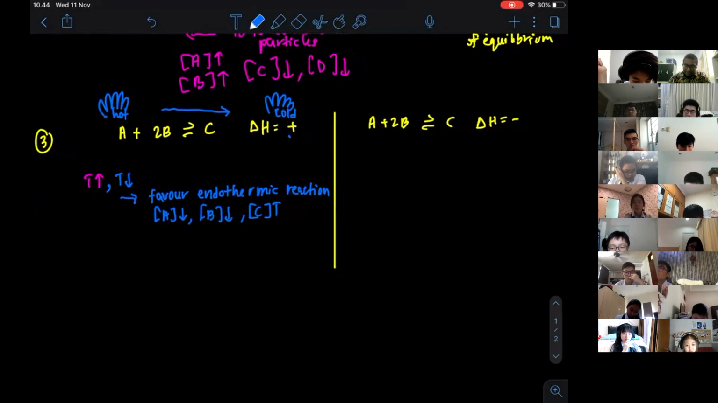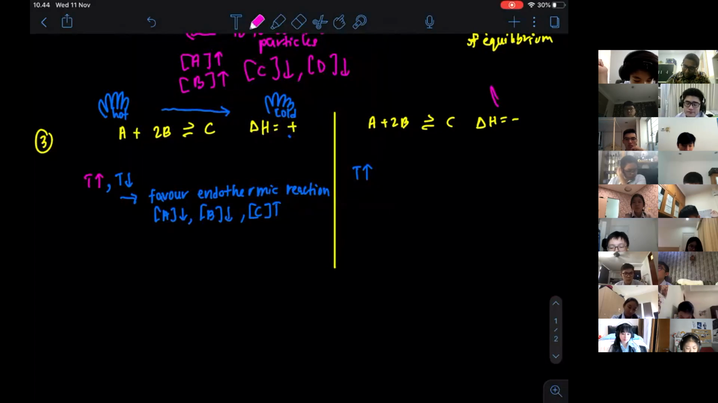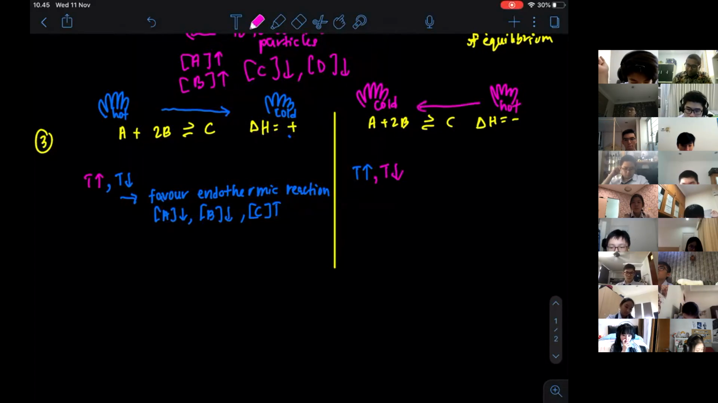Let's have a look at the second example. Let's say now I'm increasing the temperature for this. The same thing: you put your hand over here, and this is negative, so this is going to be hot. Then you put another hand over here, this is going to be cold. So when you increase the temperature, you need to bring the temperature down. How do you bring the temperature down? By moving from hot to cold. So the position is shifted to the left.